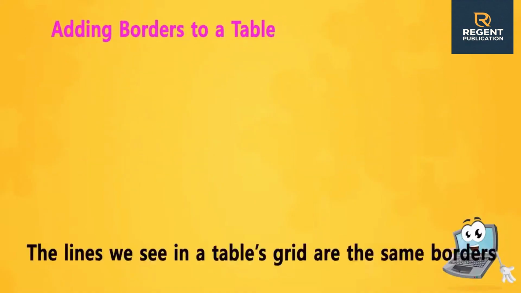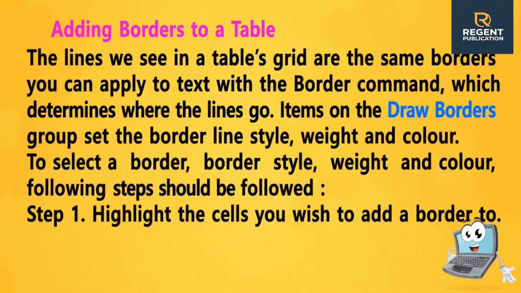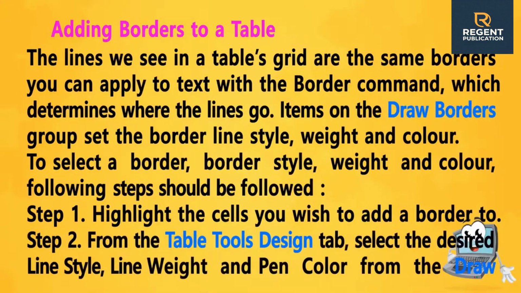Adding borders to a table. The lines we see in a table grid are the same borders you can apply to text with the border command, which determines where the lines go. Items on the Draw Borders group set the border line style, weight and color. To select a border style, weight and color, the following steps should be followed.